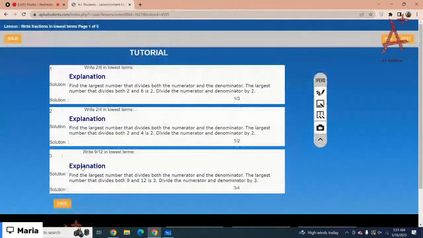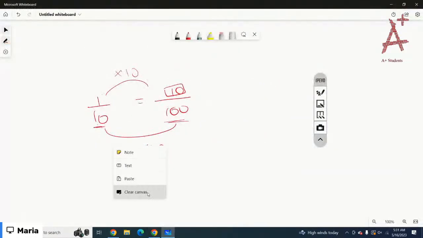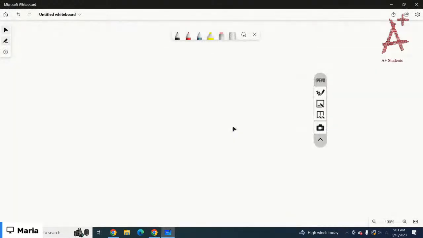So let's just convert the fractions into lowest form. That would be very easy. You just have to find a common number that can divide both numerator and denominator and just divide the fraction by that common number. For example, the first one is 2 over 6. You have to find out the number that can divide both numerator and denominator. Which number is it?